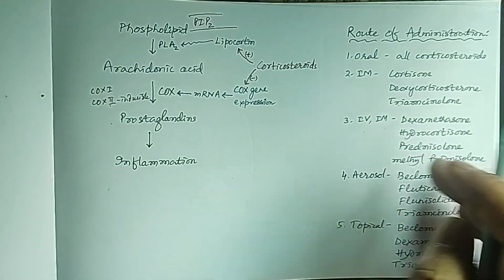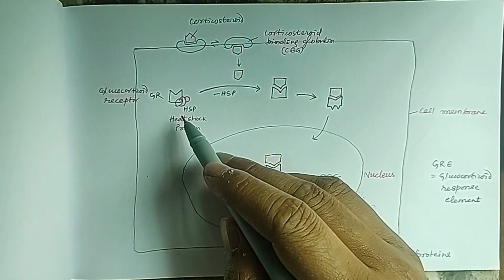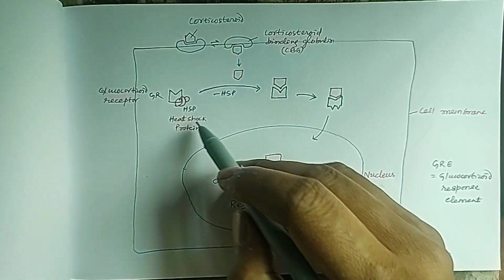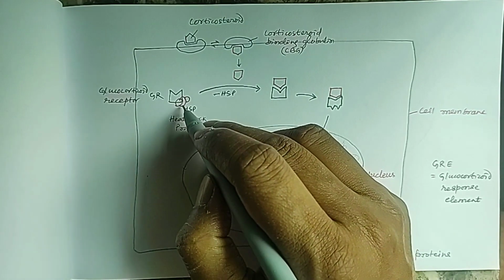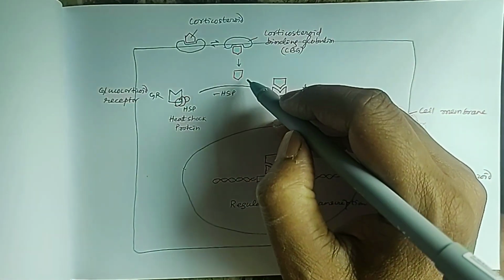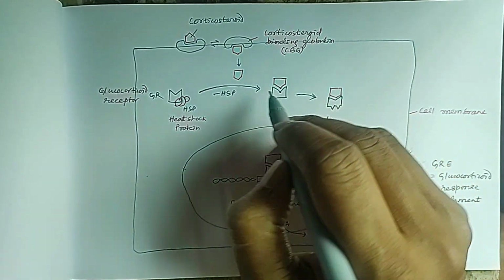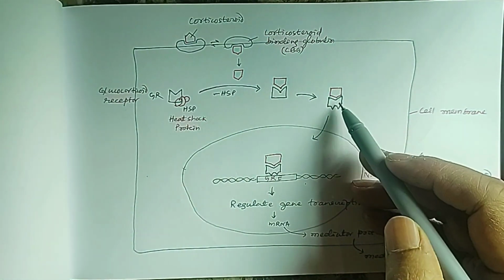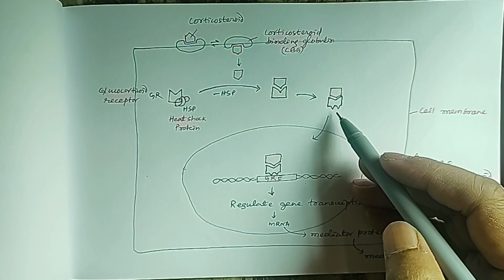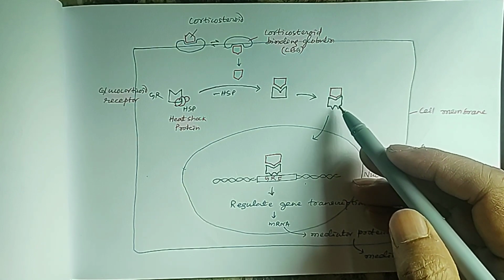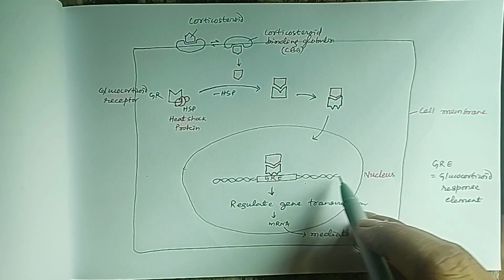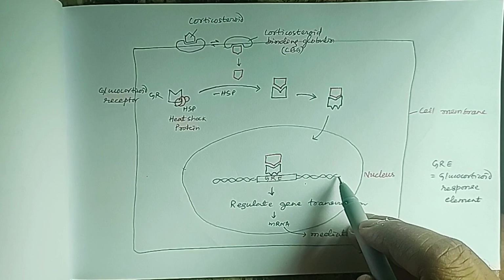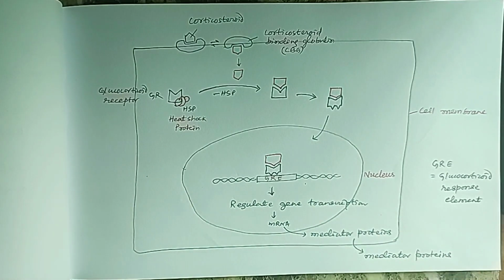One example here, we will discuss it. So first, this glucocorticoid receptor is present in inactive form because heat shock protein is bound to this receptor. And when glucocorticoid binds to this receptor, the heat shock protein is removed and there will be dimerization of the receptor, and that dimerized receptor will enter into the nucleus, will bind to the glucocorticoid response elements in the DNA to regulate the gene transcription to produce specific proteins.